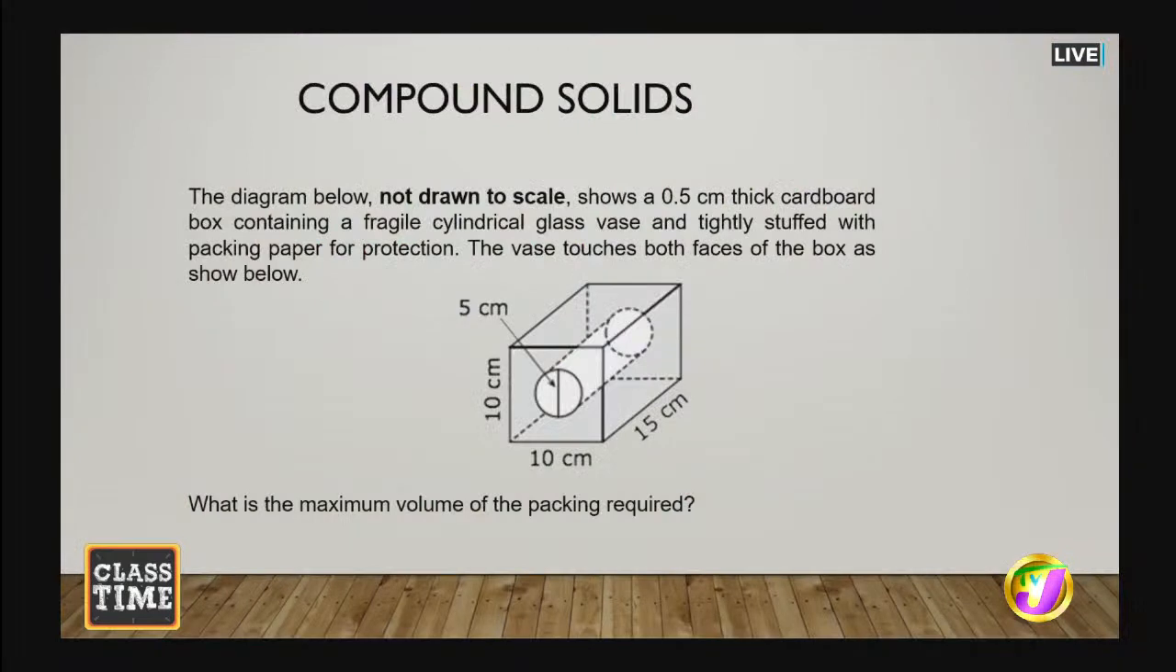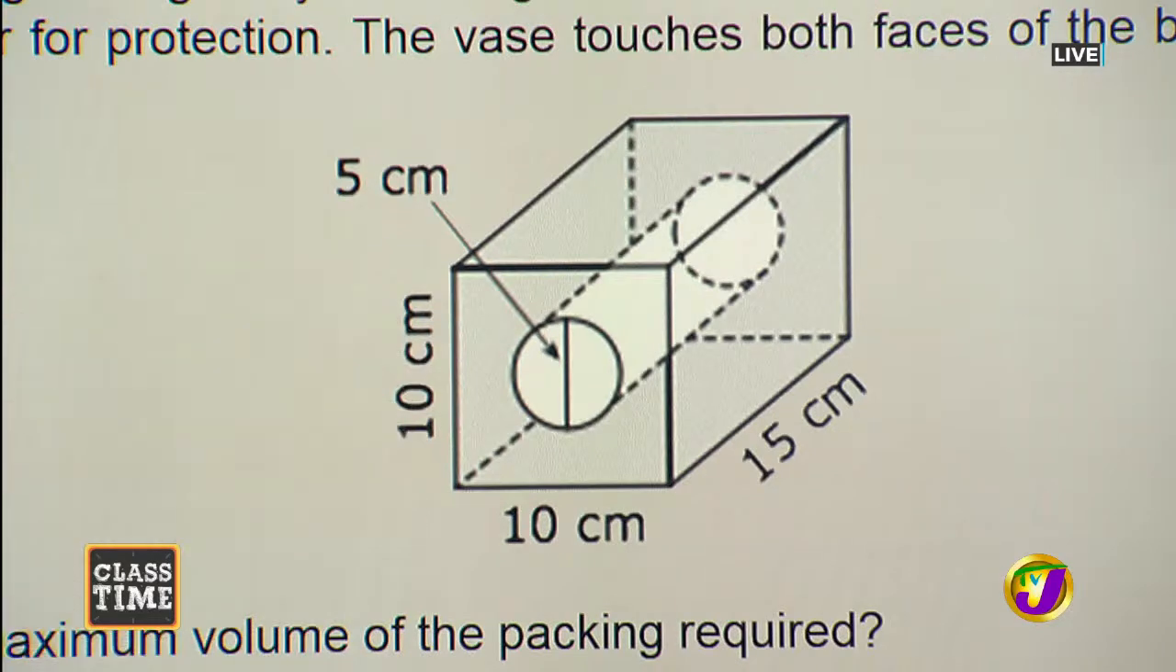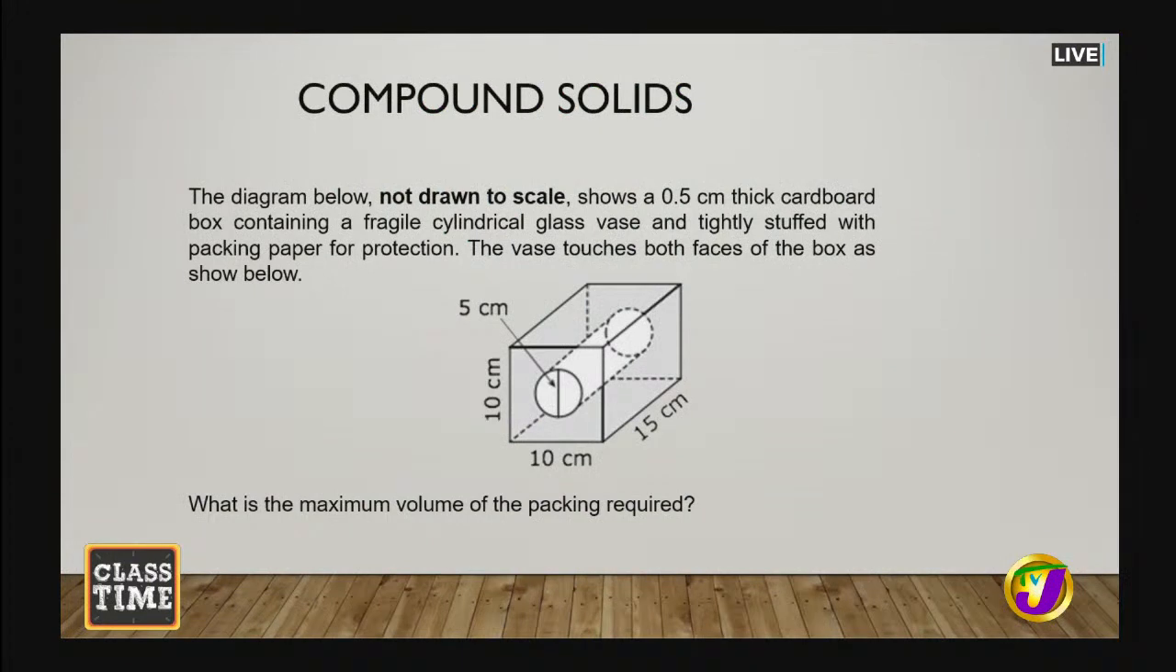Okay, so this cylindrical shape in here is the vase. And we realize that the cylindrical vase is taking up some of the volume of the box. What is going to be left is going to be the packing paper. The vase is cylindrical and the box is a cuboid. All right, so let's do some calculation.